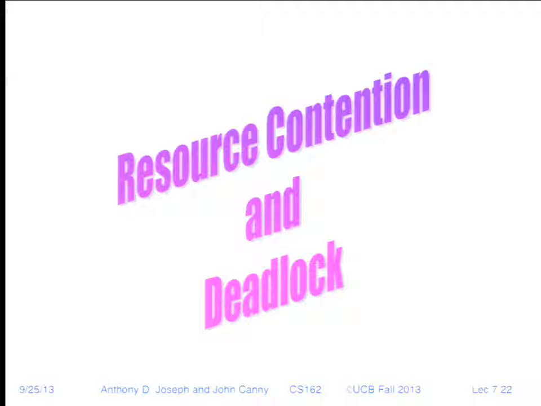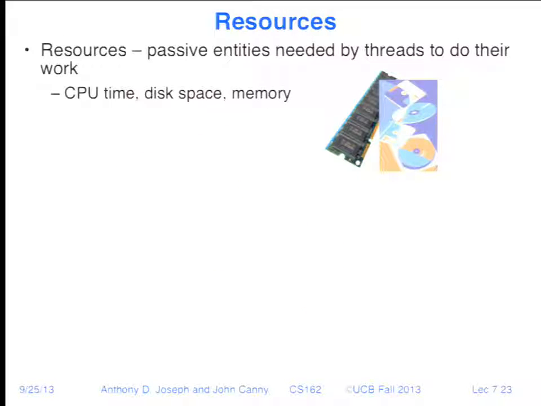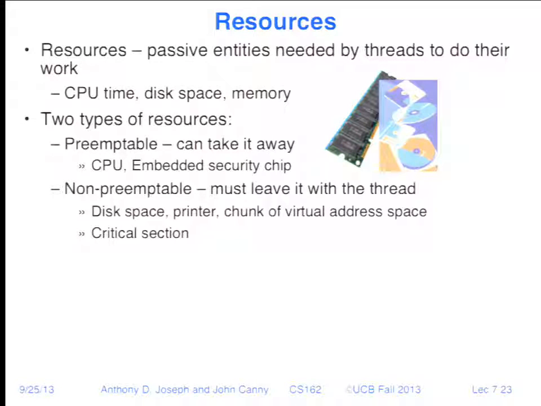All right, so now let's look at contention and deadlock and what we can do about it. Resources are the passive entities that programs use in order to function, things like disk drives, I/O devices, memory, and so on. They come in two flavors: preemptible resources, commonly the CPU, which can be scheduled, and non-preemptible resources, such as disk space, printers, and so on, which normally only one process has access to at a time.